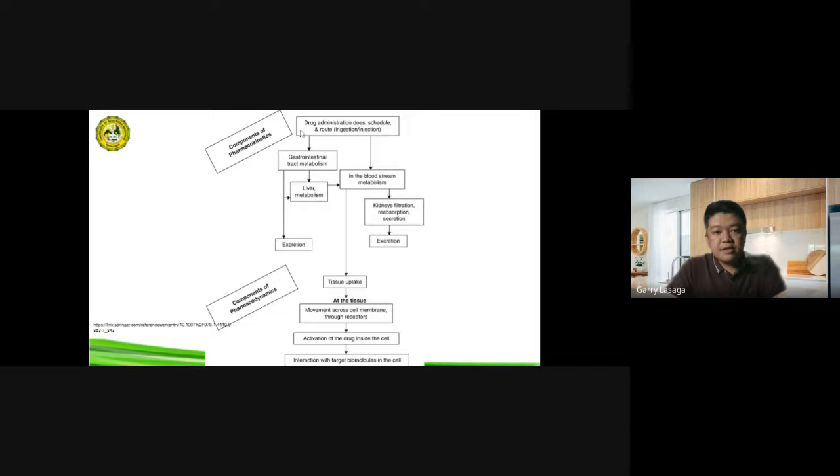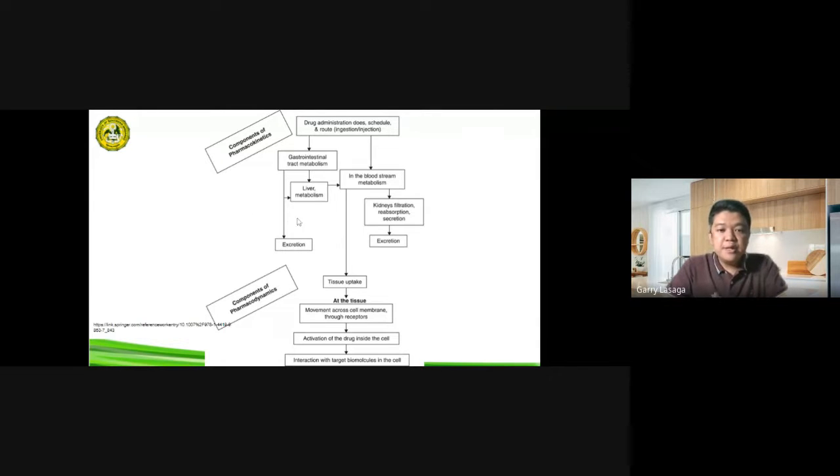For those drugs that are administered through the oral route, they can undergo absorption in the stomach, and they can be present in the bloodstream. In the bloodstream and in the GIT, they can undergo metabolism. After absorption, they can undergo distribution to the different tissues such as the liver. In the liver, the drug can undergo metabolism, and after that, it can be excreted in the body.